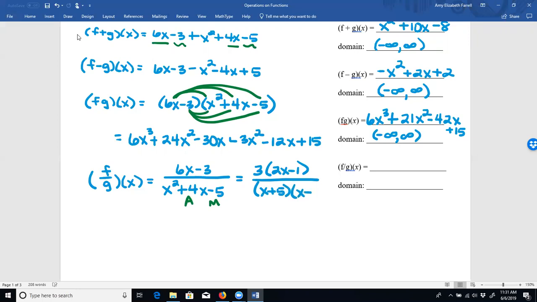So like I said, yes, we can factor, but it doesn't reduce because there's not a common factor in the numerator and denominator. So you could write either the non-factored version or the factored version as your answer. It doesn't matter.